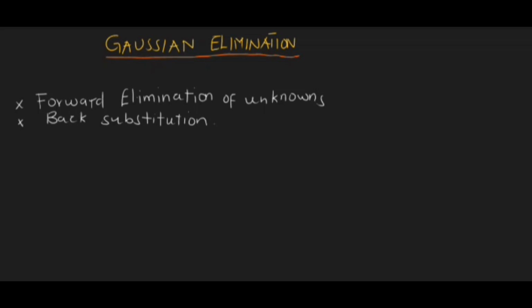So under Gaussian elimination, we are going to consider two things. The first one is the forward elimination of unknowns. Then the second one is the back substitution. Forward elimination of unknowns, then you have the back substitution. So when we say forward elimination of unknowns, what do I mean?